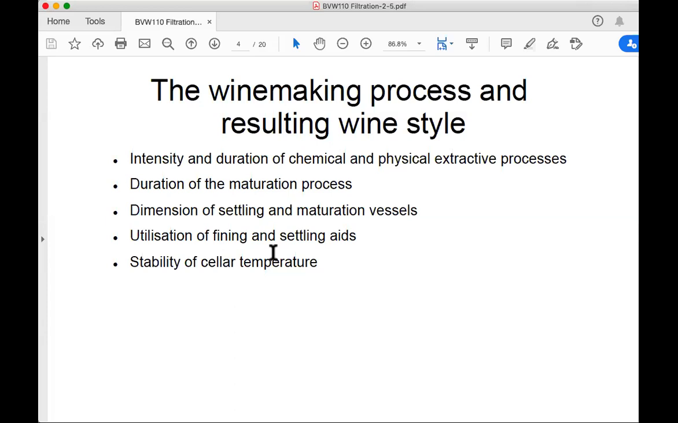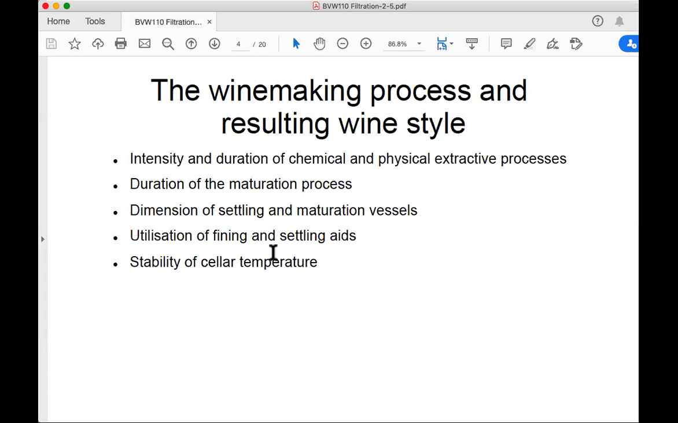Next is the dimension of settling and maturation vessels, which is a really very basic thing, but has a huge impact on the filterability of wines. If we've got an insulated tank that is very, very tall and thin, we have excellent stratification of solid and liquid. But if we have the opposite of that, we have very poor stratification, and the next stage in the winemaking process is then really difficult. So it's for that reason that wineries often have designated tanks specifically for the purpose of settling prior to filtration.